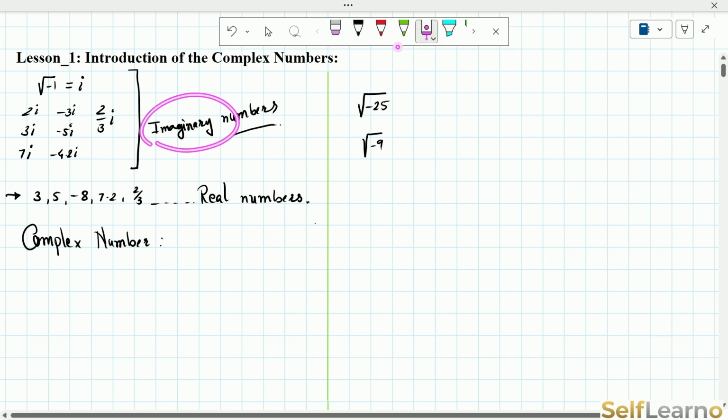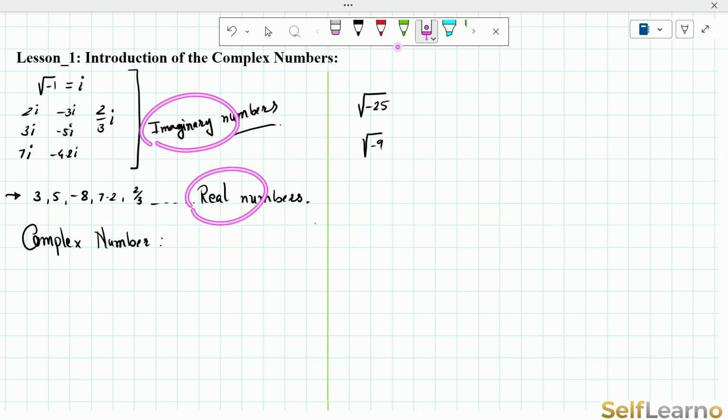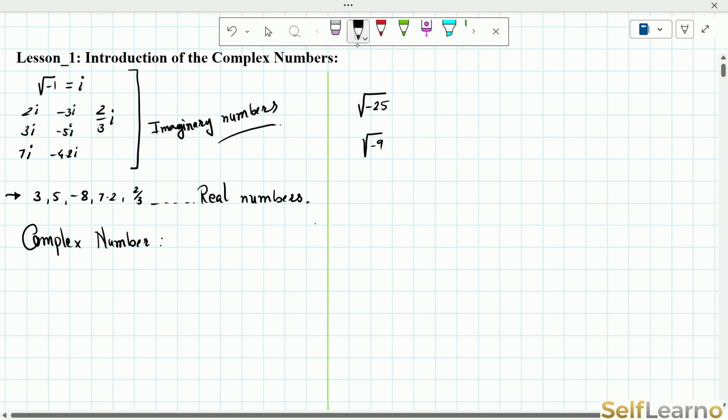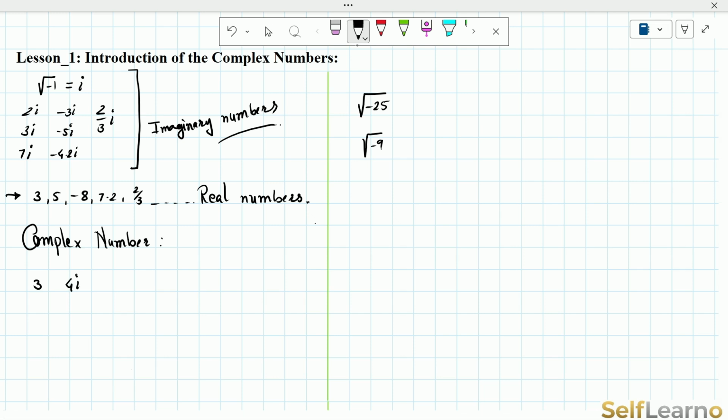Yes, please get ready to learn something about complex numbers. If we mix an imaginary number and a real number by the process of addition or subtraction, we get a complex number. I repeat, if we mix an imaginary number and a real number by the process of addition or subtraction, we get a complex number. Let me give you some examples. 3 is a real number. 4i is an imaginary number. So this 3 plus 4i is a complex number.